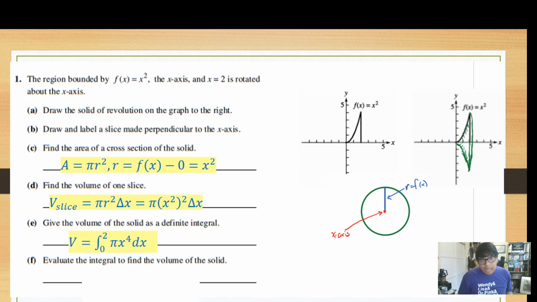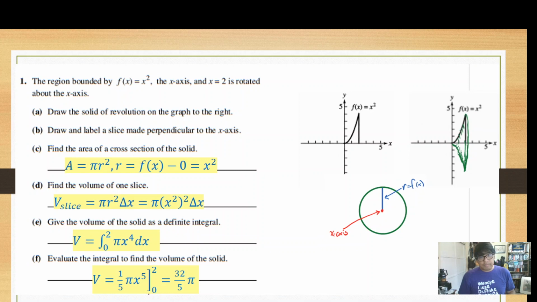And now comes the job of actually integrating. Pi is constant. The antiderivative of x to the 4th is 1/5 x to the 5th power. And when you substitute 2, you get 32 pi over 5, or 32 pi over 5 minus 0. But of course, 0 is what it is, so we don't need to write it there.